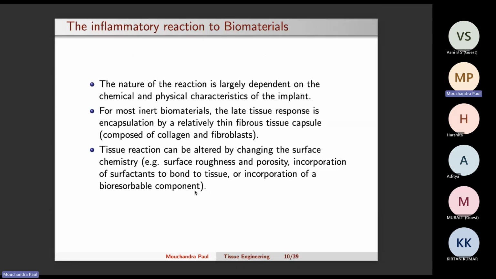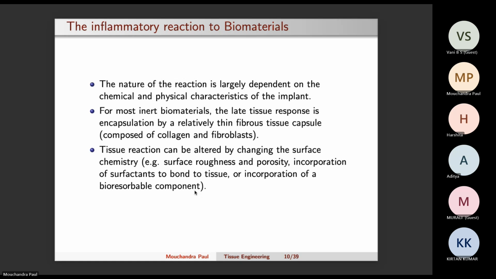The nature of this reaction, that is the foreign body reaction, is largely dependent on the chemical and physical characteristics of the implant. So if your implant is inert, or made up of inert biomaterial, what do I mean by inert? Can anyone try to answer it? What do you mean by inert?